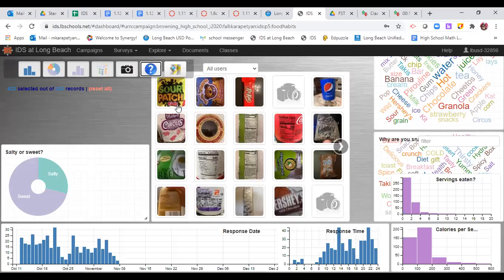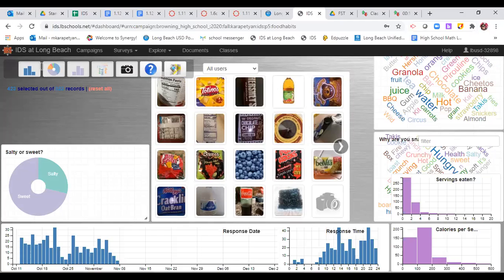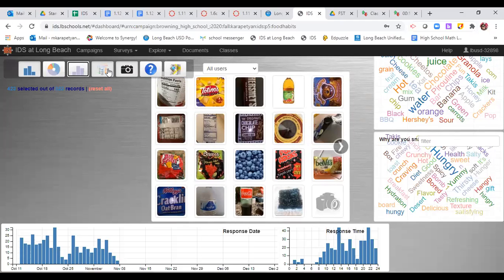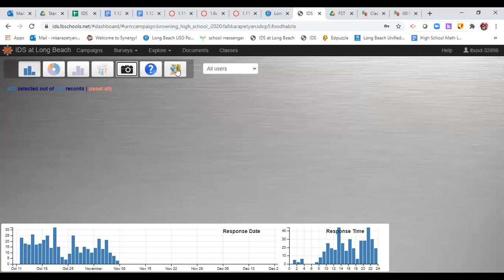Let's go back. Okay, so you can turn this stuff on and off by clicking on it, and you turn it off by clicking on it again. So I want to take most of this away so that we are only focusing on what we need to focus on here.